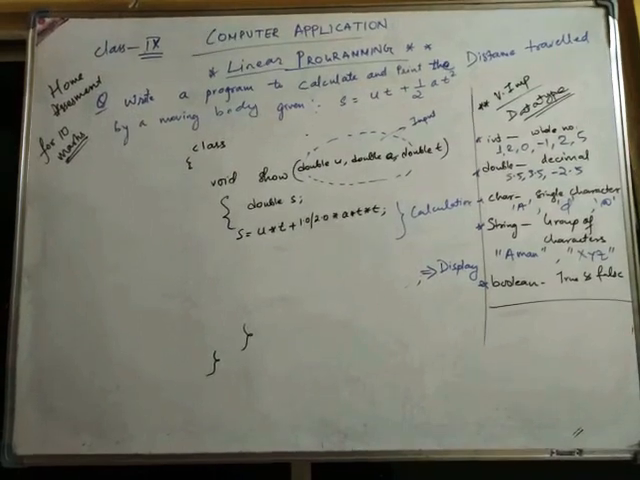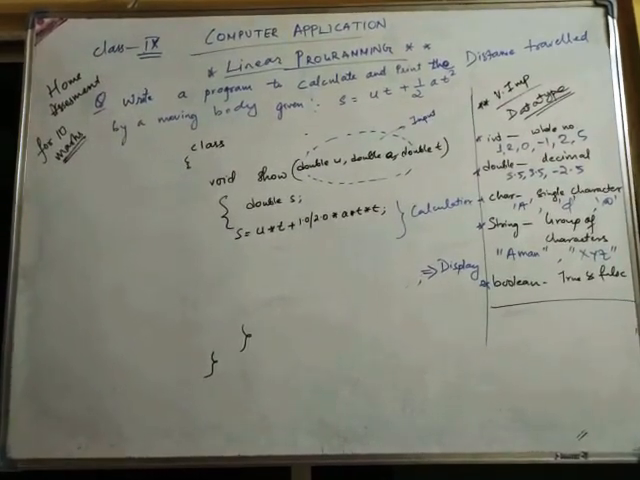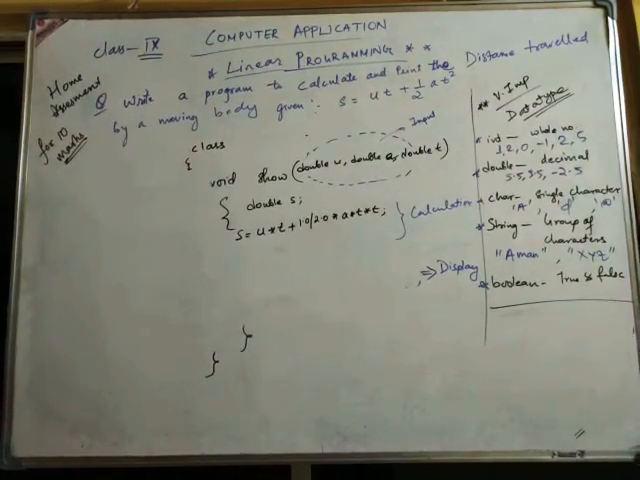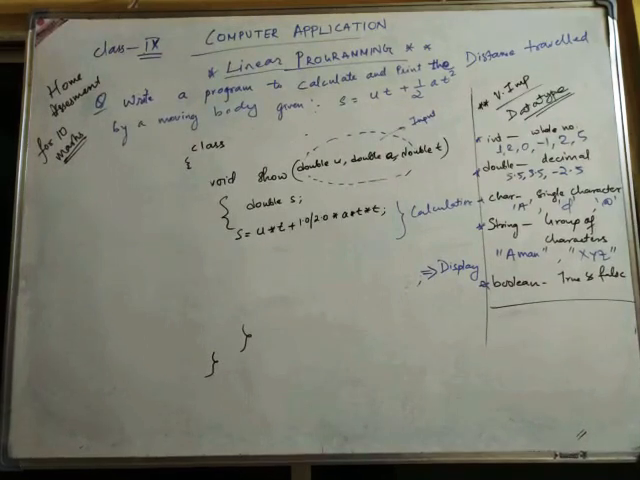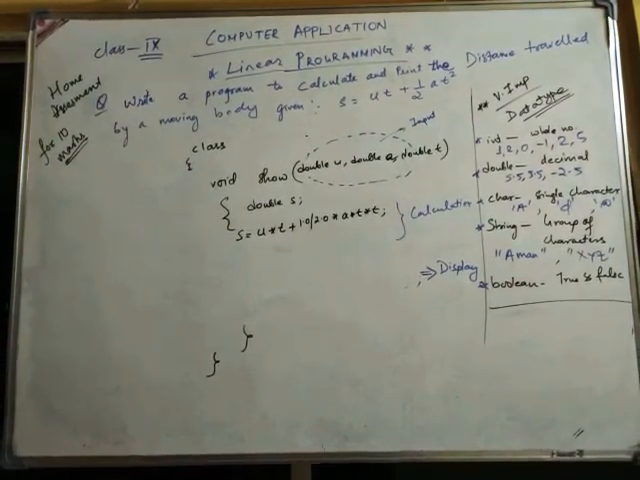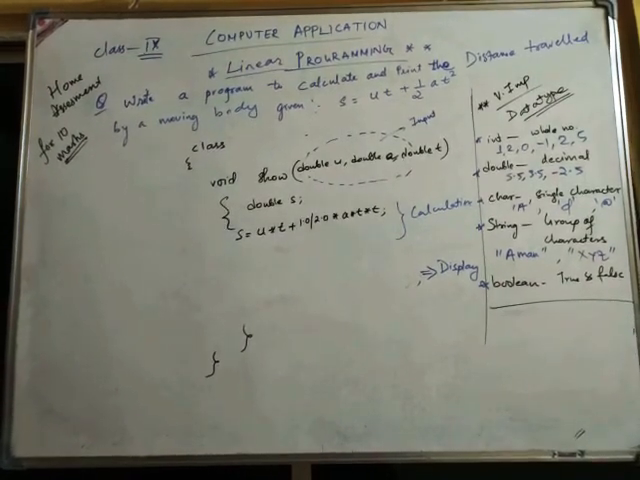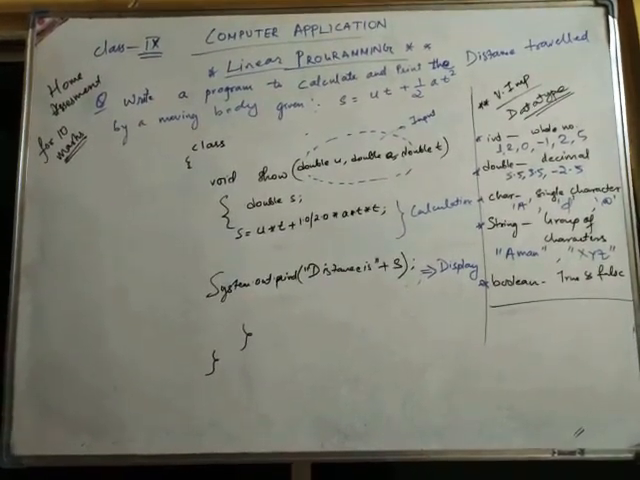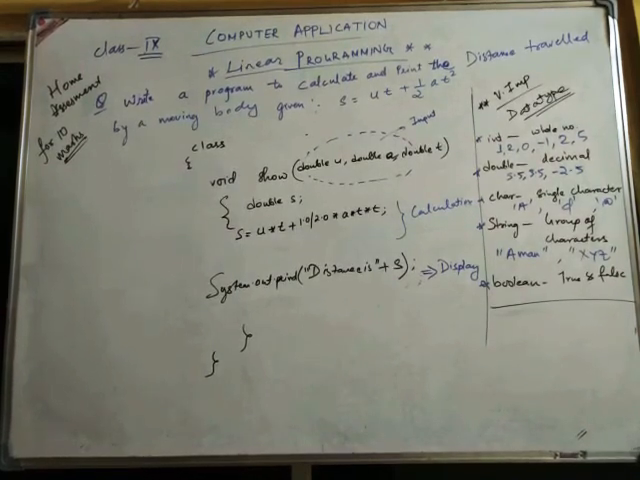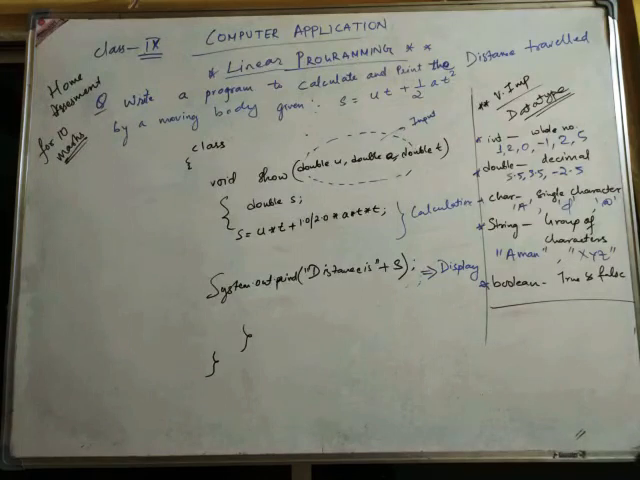Whenever you see 1 by 2 or 3 by 2, you write it in decimal. So we write 1.0 by 2.0 into a into t into t. s equals u into t plus 1.0 by 2.0 into a into t into t. So this is how you calculate the distance traveled. After that, you display it using the print method: the distance is plus s in System.out.print. Clear? So this is how you write this program. Understood all of you?